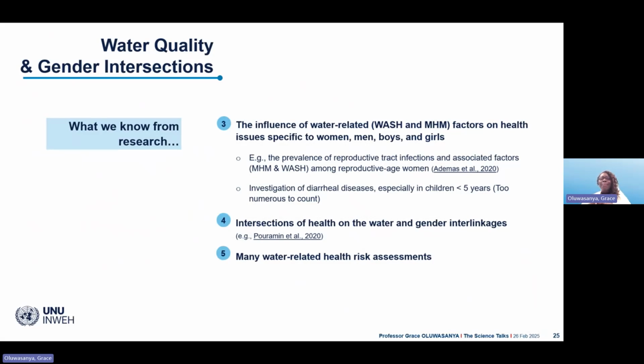But what is essentially missing is a holistic analysis that will pick a phenomenon or consequence and investigate how it affects men, women, boys, and girls together, a holistic study. The other numbers 4 and 5 are also very common in literature. Water-related health risk assessment, often, a good example will be heavy metals, where we're assessing the potential health risk due to exposure of heavy metals, for instance.